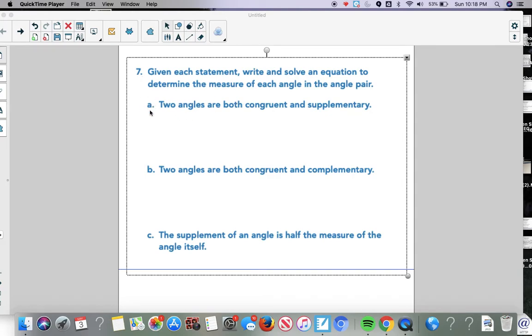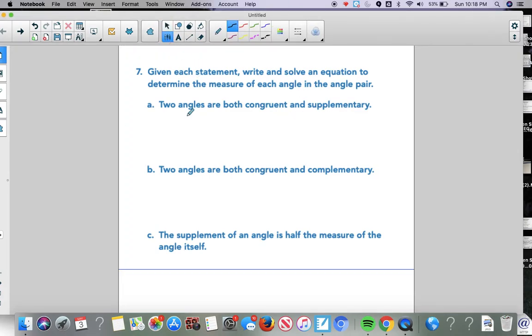It says, letter A, two angles are both congruent and supplementary. So your first task, in each of these problems, is to write an equation. As you can see in the directions, it says write and solve an equation. That is a huge part of our curriculum this year in 7th grade, a big goal that you need to have ready for next year.